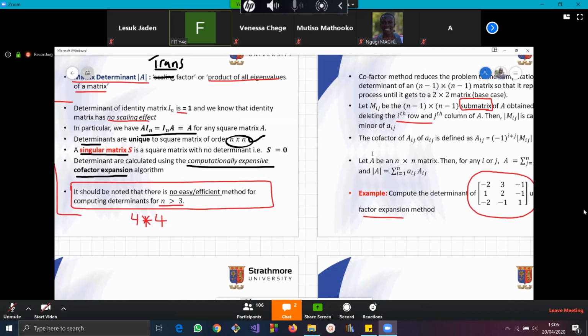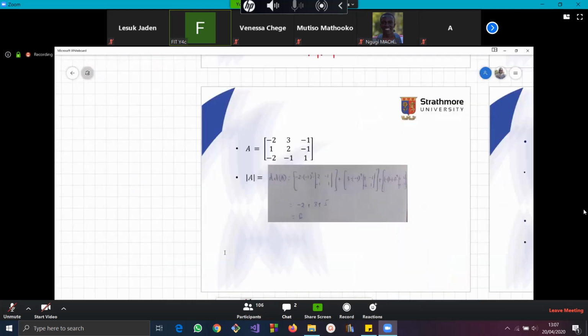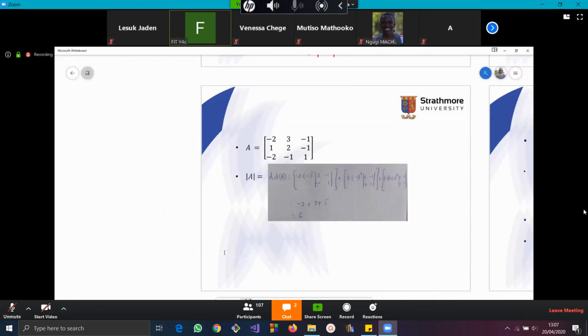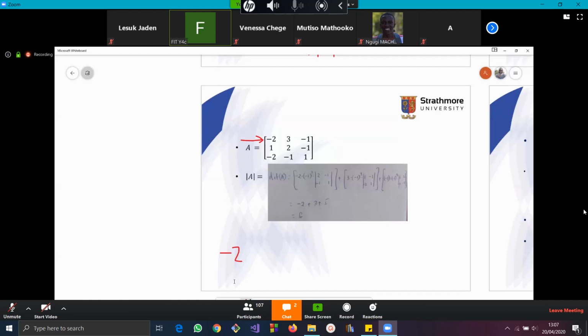You remind yourself how to compute this determinant. The determinant of A is written like this. If you want to compute the determinant using the cofactor expansion method, you can do it with any row, by the way, or any column. So I chose to use the first row. So you will pick the first value, -2. Then you are going to form what we call a submatrix.